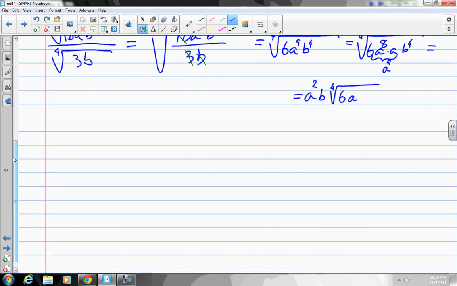How about this one? 100ab under the square root over 5 and the square root of 2. We're not ready for this question yet. But anyways, what can we do?